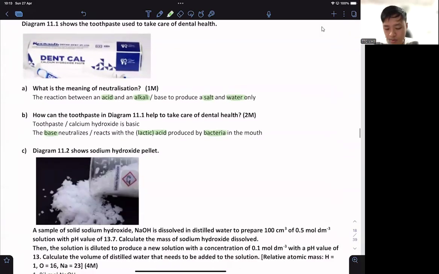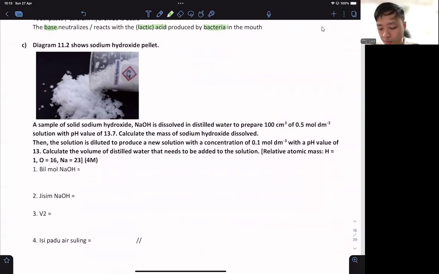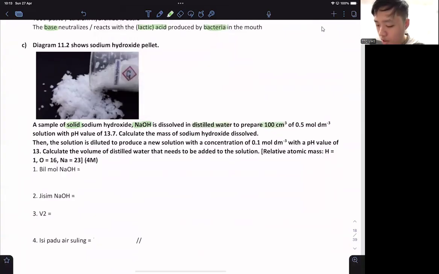Okay. So now you can look at question number one. In this case, let us take the example of sodium hydroxide dissolved in water. NaOH at the beginning is solid. Now this one I told you just now, the weighing method. Dissolve in distilled water to prepare 100 cm³ of 0.5 mol per dm³ of this solution. The pH value is 13.7. Calculate the mass of sodium hydroxide dissolved.